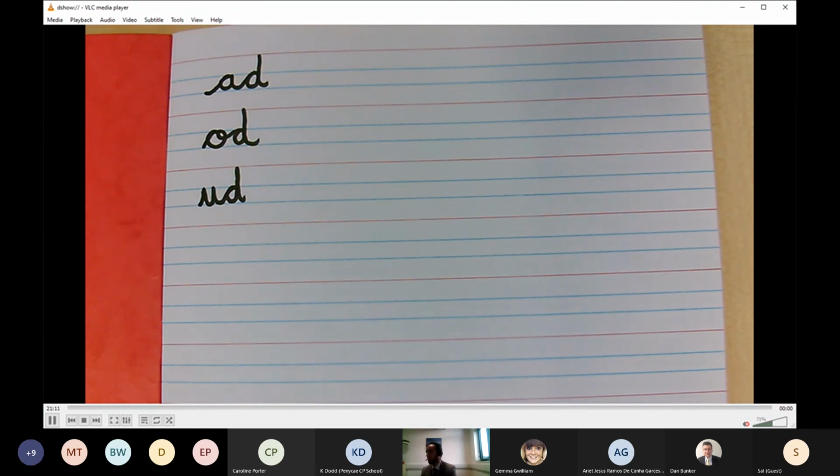The particular example here is that I chose an A joining to a D to show how an A comes back down onto that lower blue line in order to then go into the D. For an O, it doesn't come back down to the line, but for a U, it must come back down to the line in order to maintain its integrity as a U. Okay, I'm going to switch back to my slides very briefly.